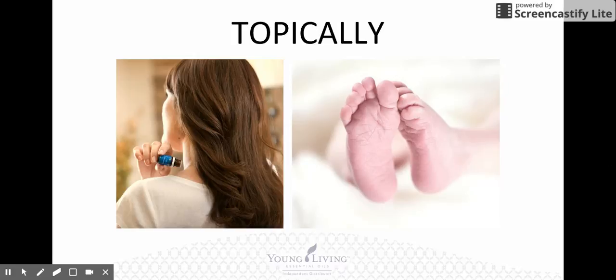If you have never used essential oil, one great area of the body to use them topically is on your feet. And there are many of them that, like Thieves, will recommend using them on your feet if you're not feeling well, if you're feeling sick, because of its antibacterial properties.